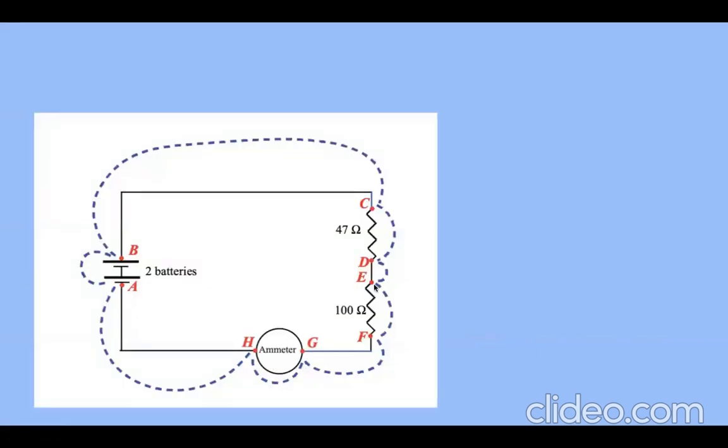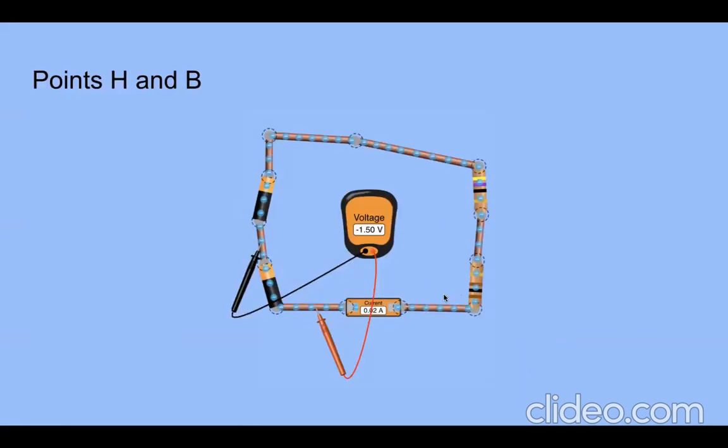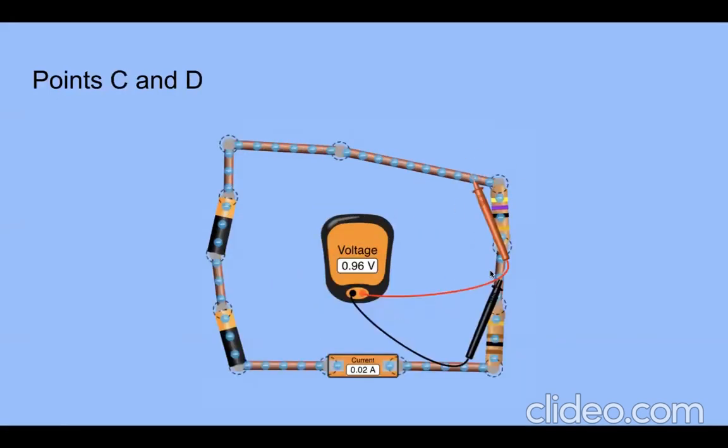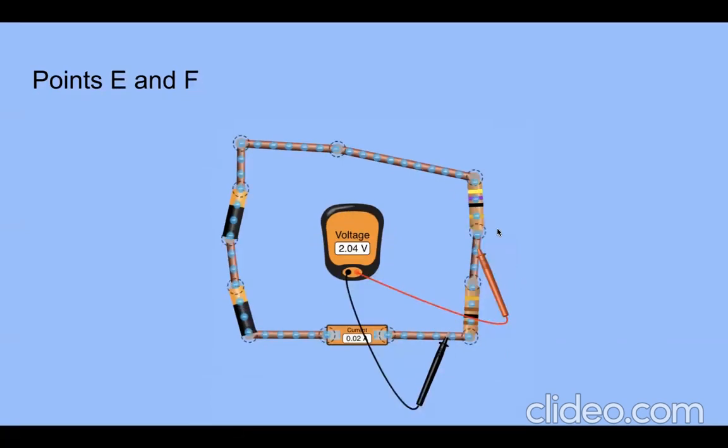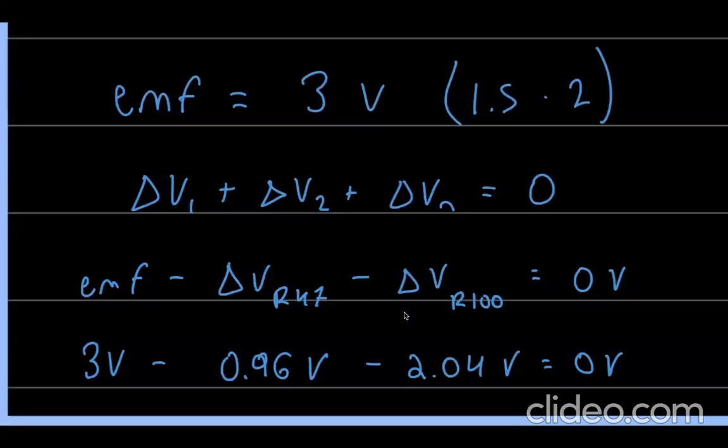And now we are looking at the voltmeter readings from this point to this point and this point to this point and so on. So we see that over a battery, it'll be 1.5, which makes sense. But then when we go across this first 47 ohm resistor, we get a reading of 0.96 volts. And then when we go down to the 100 ohm resistor, we get a reading of 2.04 volts. And this is just showing that an ammeter and wires have no resistance.